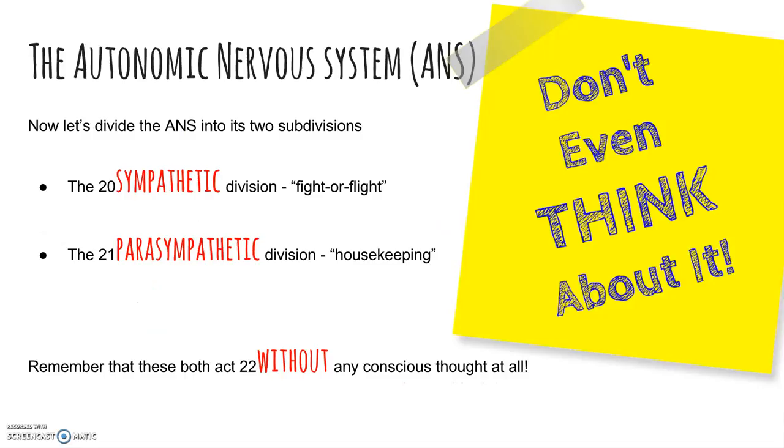The autonomic nervous system, here we go, can be divided down into two subdivisions. We have the sympathetic and the parasympathetic. And remember that both of these act without any conscious thought at all. You don't have to think about the sympathetic fight or flight response, and you don't have to think about the parasympathetic housekeeping homeostasis maintenance within your body.